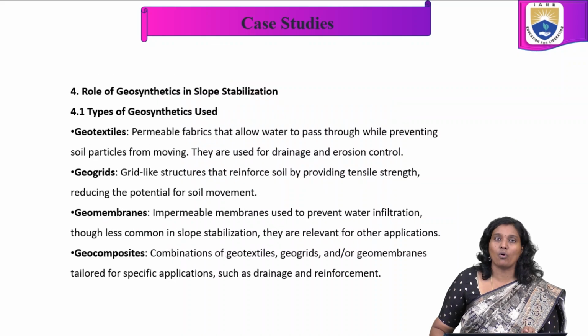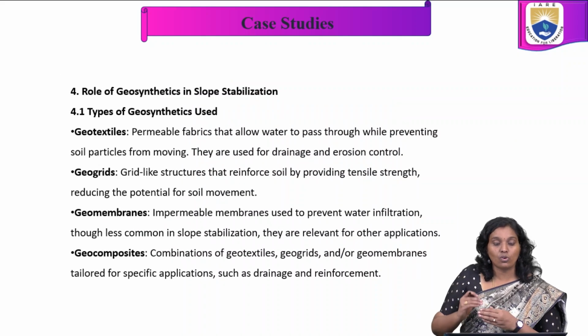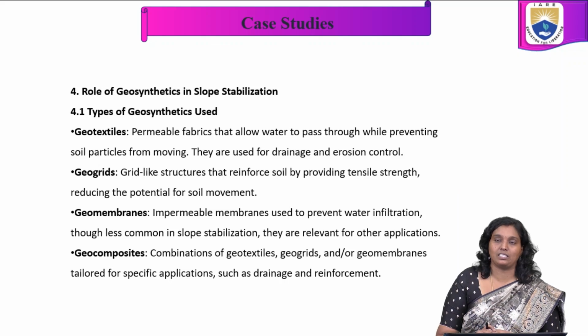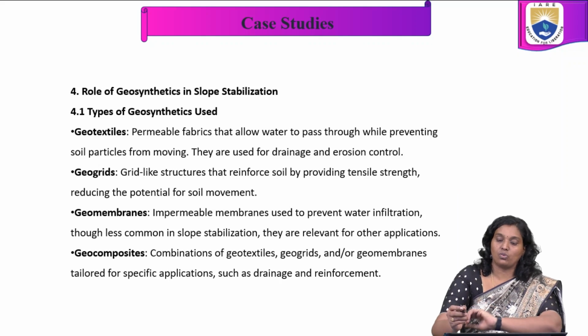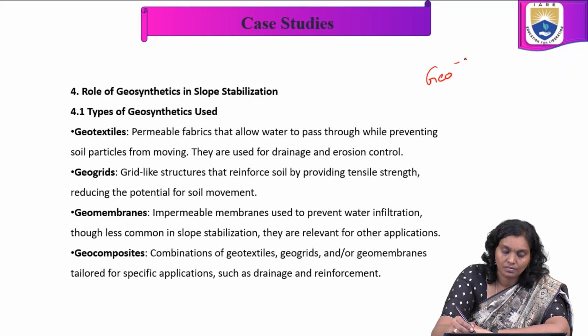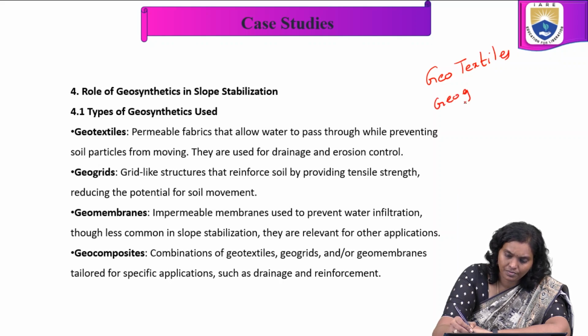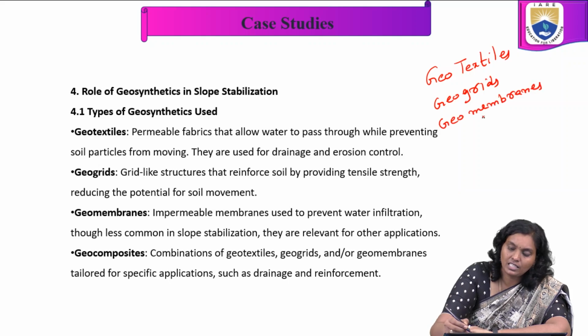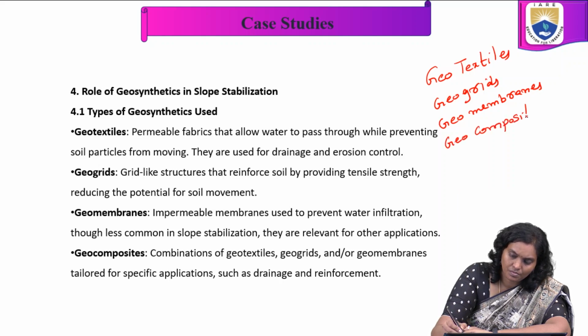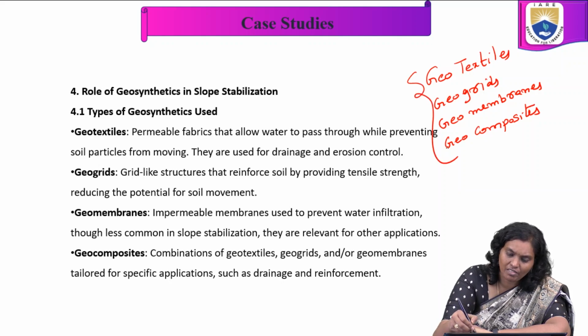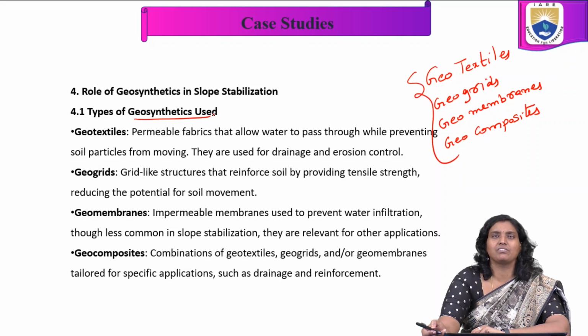So, we introduce slope stabilization. What is the role of geosynthetics in slope stabilization? We have different types of geosynthetics. Those are geotextiles, geogrids, geomembranes and geocomposites. These are the types involved in the geosynthetics which we use.